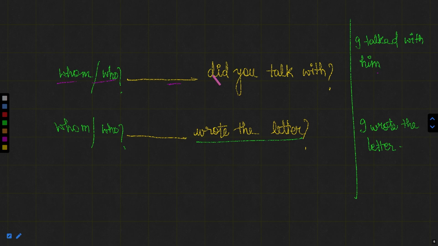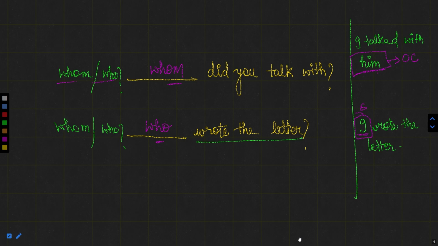Now, who is replying to this question? That's him, and him is the objective case. So here we'll find whom. It means the question will be, whom did you talk with? In the next, I wrote the letter. Now, who is replying to this question? So I, and I is the subject of this sentence. So here we should write who. So who wrote the letter, or whom did you talk with? These two questions can be the correct answers.